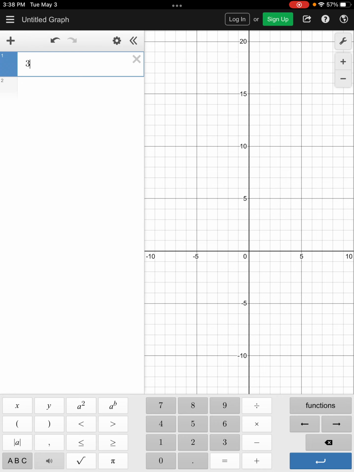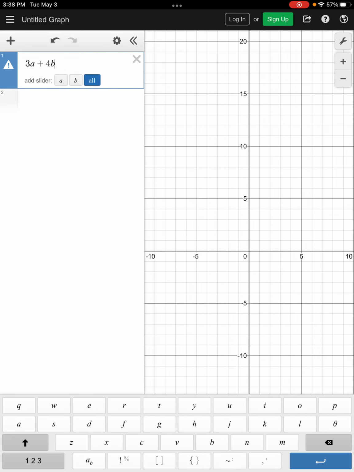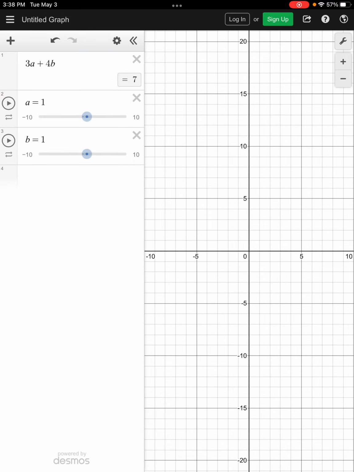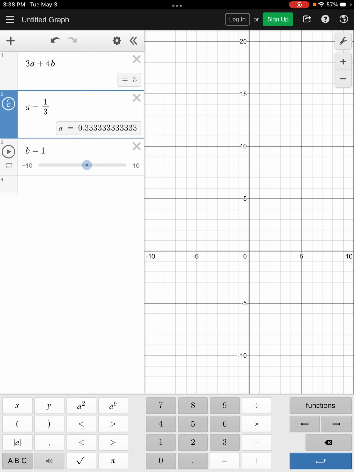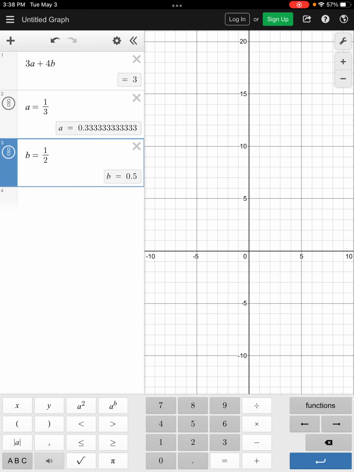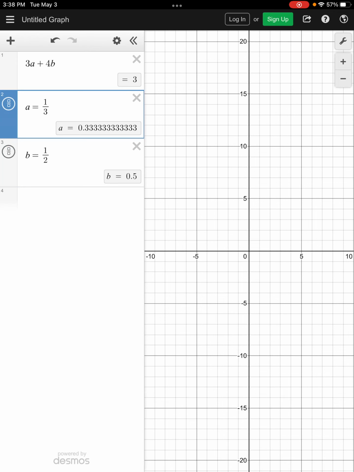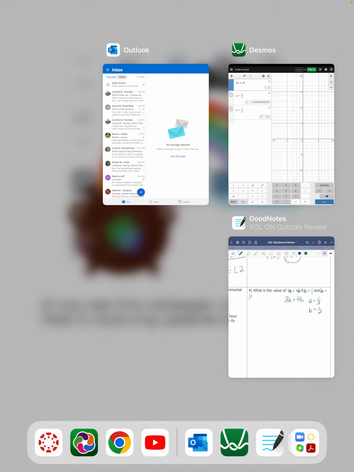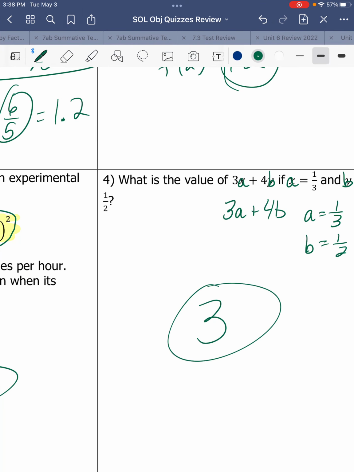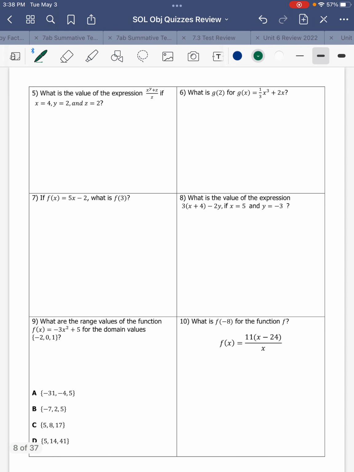So 3a plus 4b. And then now we have sliders for both of them. I'm just going to click the all button, and I'm going to change it so the a is going to be 1/3, and the b is going to be 1/2. And look up here. On line number 1, it equals 3. Perfect. So this is going to be 3. Done. All right, I'm going to do one more problem.